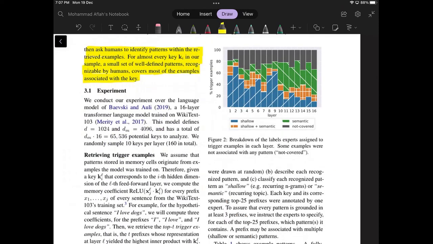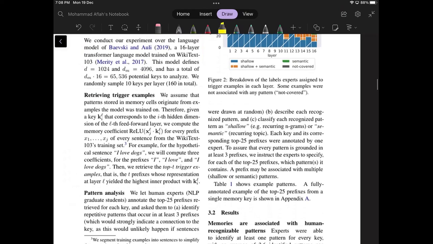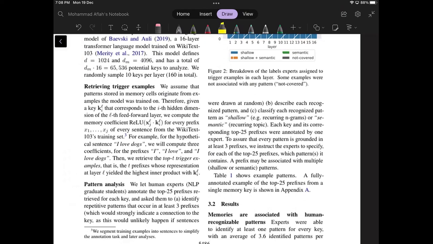We conduct an experiment over the language model of Baevski and Auli, a 16-layer transformer model trained on Wikitext-103. This model defines d=1024, dm=4096 and has a total of dm times 16 potential keys to analyze. We randomly sample 10 keys per layer. So they have 160 keys. Then, retrieving trigger examples, we assume that the patterns stored in memory cells originate from the examples the model was trained on. This makes sense.